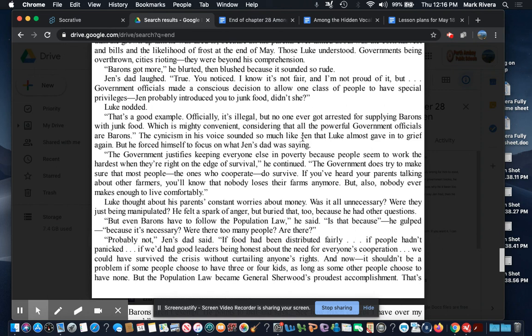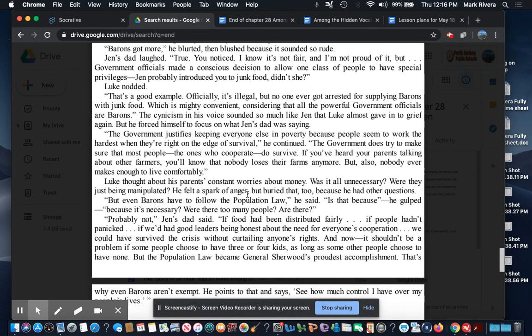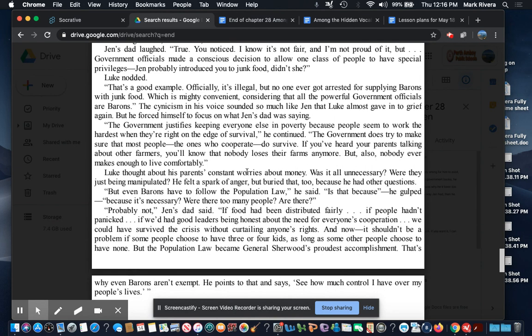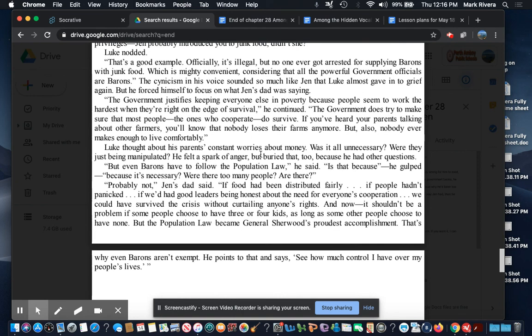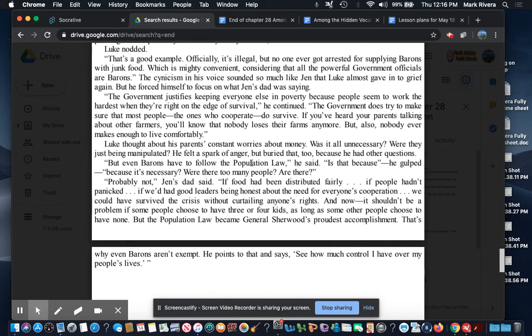"I know it's not fair, and I'm not proud of it, but government officials made a conscious decision to allow one class of people to have special privileges. Jen probably introduced you to junk food, didn't she?" Luke nodded. "That's a good example. Officially it's illegal, but nobody ever got arrested for supplying barons with junk food, which is mighty convenient considering that the all-powerful government officials are barons." The cynicism in his voice sounded so much like Jen that Luke almost gave in to his grief again, but he forced himself to focus on what Jen's dad was saying.